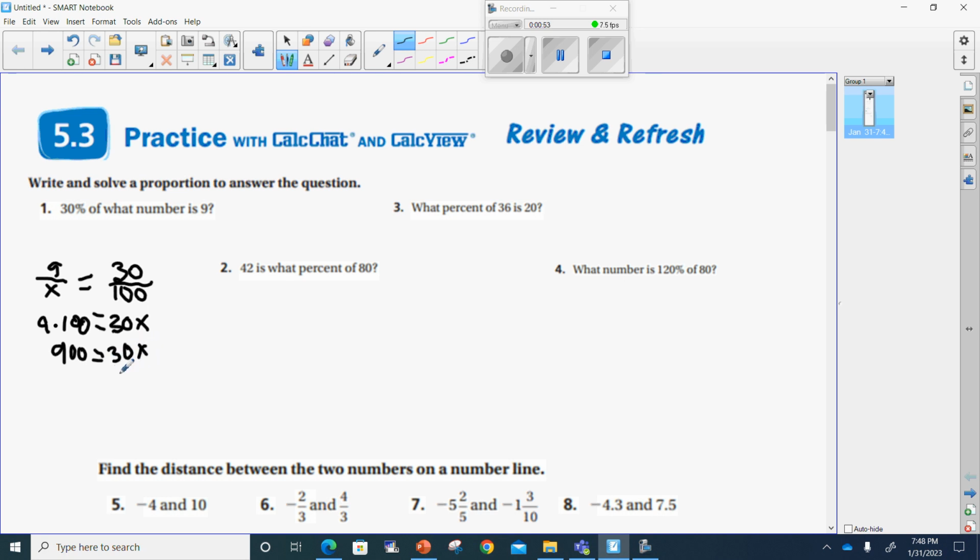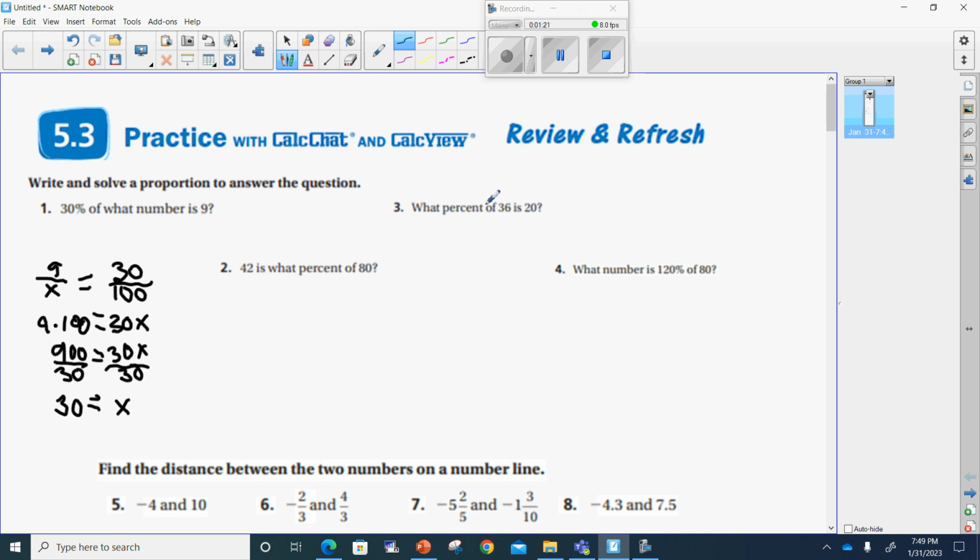Then I have to divide 30 away so I can get x by itself. Whatever I divide from one side, I divide from the other. I know 900 divided by 30 is going to be 30. So x is 30.